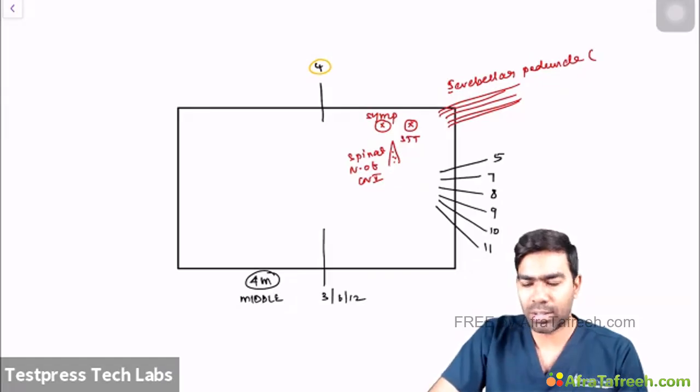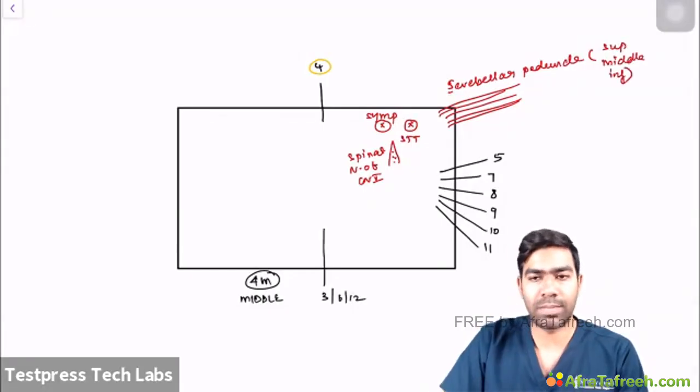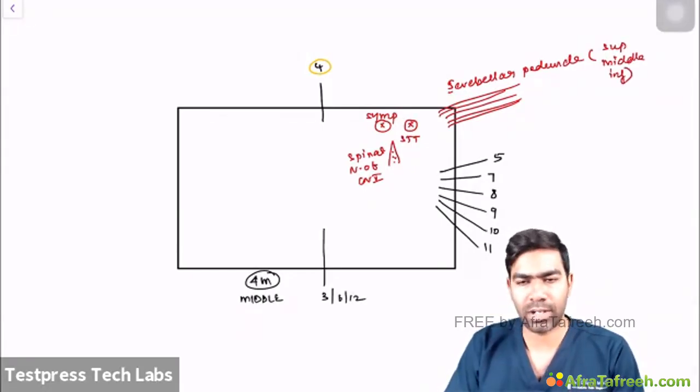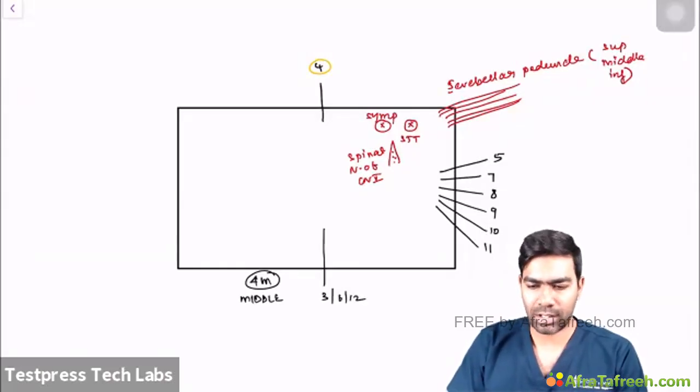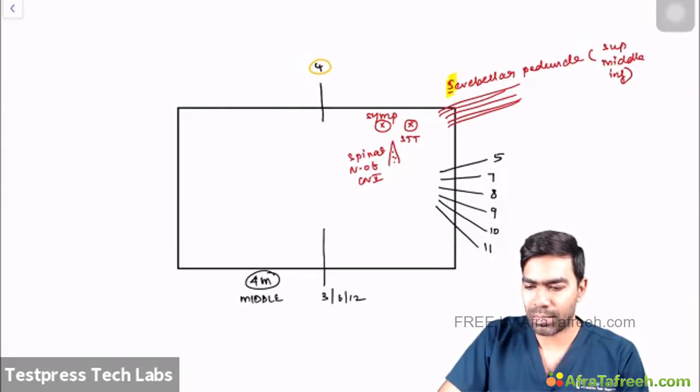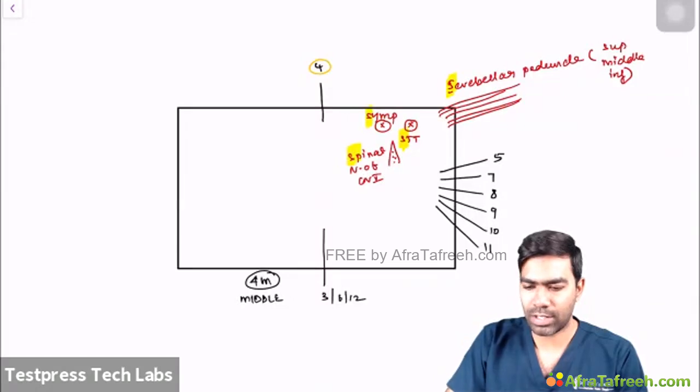And you have 3 cerebellar peduncles: the superior, middle, and inferior. Superior is present in the midbrain, middle is present in the pons, and the inferior cerebellar peduncle is present in the medulla. You know that. So these are the 4 S structures that are present on the side: the cerebellar peduncle, sympathetics, spinothalamic tract, and of course the spinal nucleus of the trigeminal nerve.